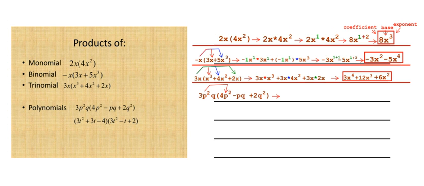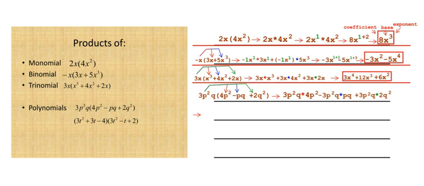Okay, so distributing 3p squared q times 4p to the second power, or 4p squared, will produce, well, we're just carrying the 4p squared over. So 3p squared q times 4p squared. Okay, let's go for the next one. 3p squared times q times negative pq. Once again, it's just a carryover of multiplication. Negative 3p squared q times pq. And finally, 3p squared q times positive 2q squared. So that gives us 3p squared q times 2q squared.